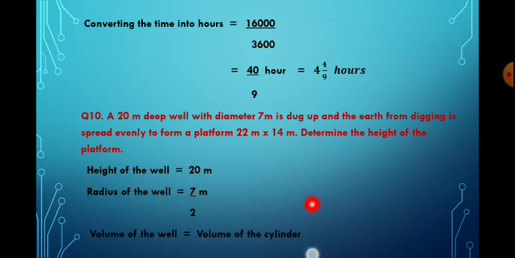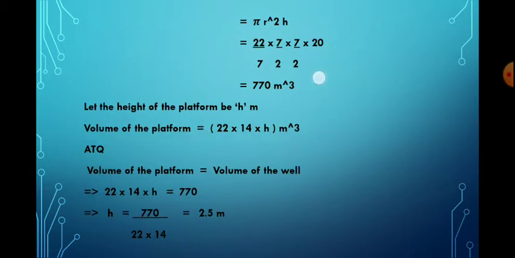So volume of the well is equal to volume of the cylinder, that is pi r square h. So 22 by 7 into r square, that is 7 by 2 into 7 by 2 into 20. That is 770 meter cube. Let the height of the platform be h meter. So volume of the platform is equal to 22 into 14 into h meter cube.